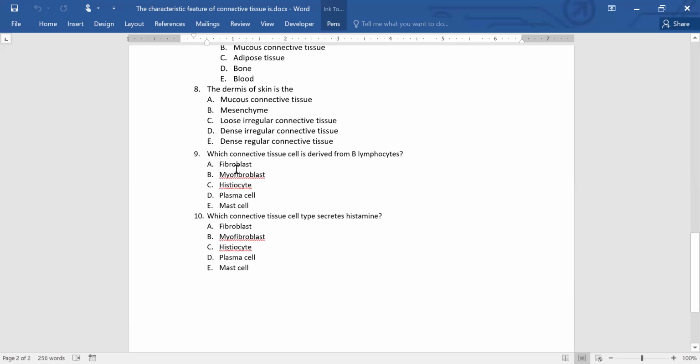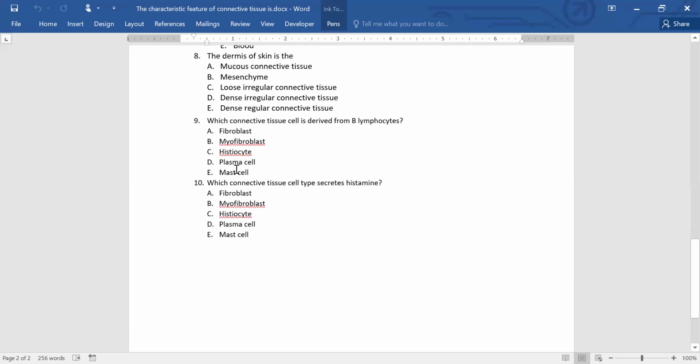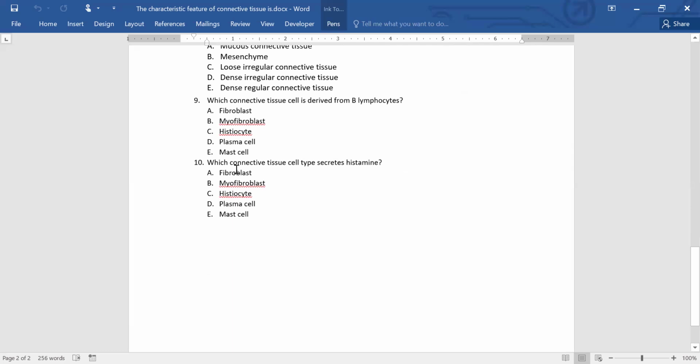Which connective tissue cell is derived from B lymphocytes? So it is the plasma cells. Plasma cells are derived from B lymphocytes. Which connective tissue cell type secretes histamine? So histamine is secreted by the mast cell.